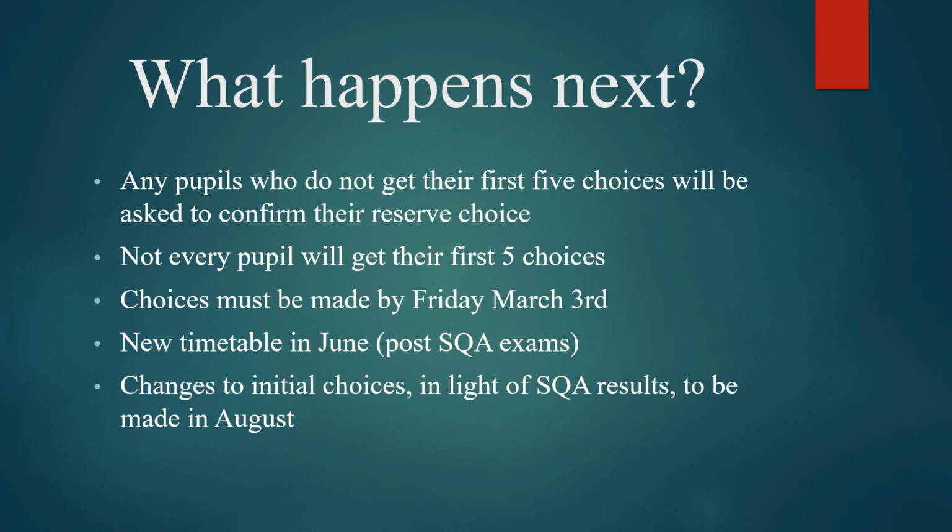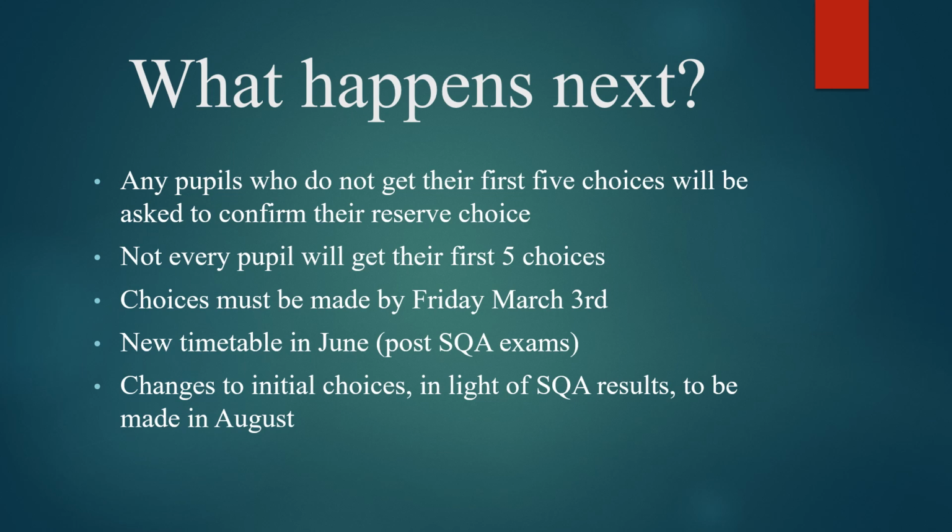Now, the options software should absolutely maximise the number of pupils who get their first choices, but it is impossible to get 100% of pupils to be completely satisfied and to get their first 5 choices, every one of them. So that's when the reserve choices kick in. All these choices must be made by Friday the 3rd of March, so that really should be the end of the options process, or the first phase of the options process.